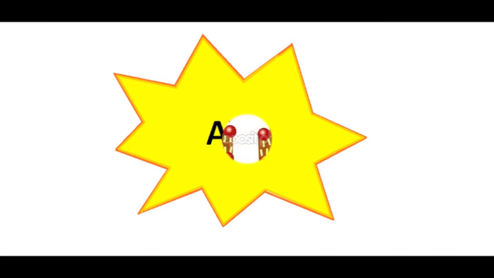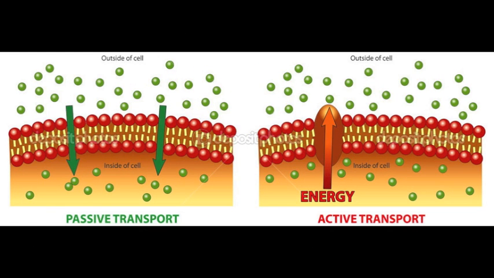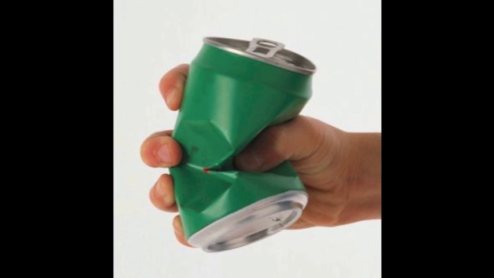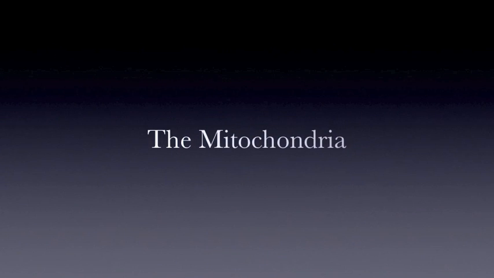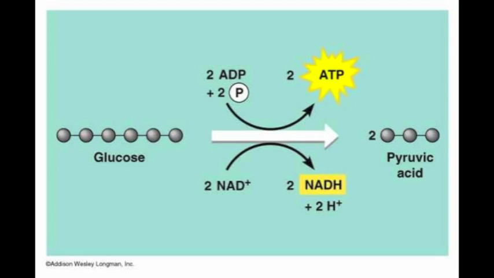Active transport requires energy, specifically energy in the form of ATP, to move materials because it has to move them across the concentration gradient from low to high. Active transport also requires energy because the cell is literally changing its shape to allow substances to enter and exit. The energy needed for active transport is created through the process of cellular respiration, which occurs in an organelle called the mitochondria.